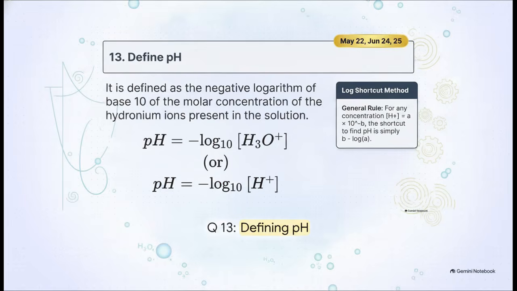May 22nd, June 24, 25. 13. Define pH. It is defined as the negative logarithm of base 10 of the molar concentration of the hydronium ions present in the solution. pH equals negative log base 10 of H3O plus concentration, or pH equals negative log base 10 of H plus concentration. Log shortcut method general rule. For any concentration H plus equals A times 10 to the power of negative B, the shortcut to find pH is simply B minus log of A.